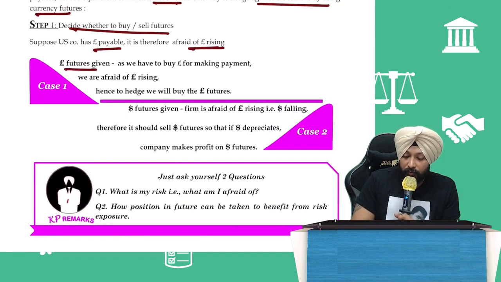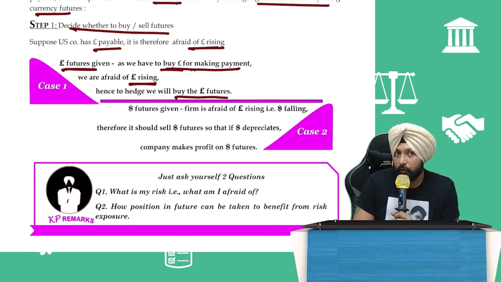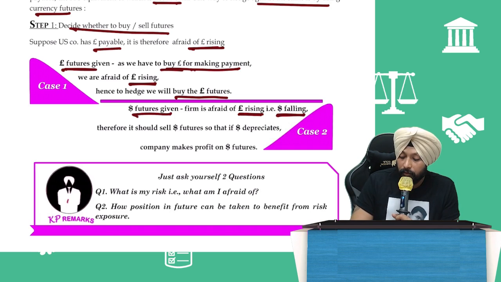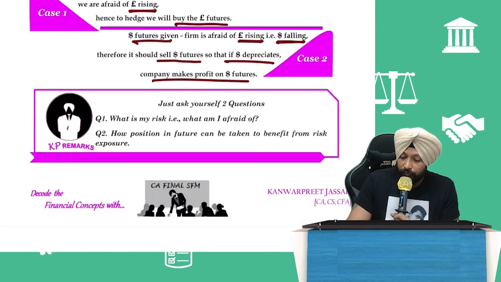If pound futures are given, we have to buy pound futures. We have to buy pound for making payment. We are afraid of pound rising. Hence, to hedge, we will buy pound futures. If you have pound payable, you are worried about pound going up, so you go long on pound futures. If dollar futures are given, the firm is afraid of pound rising, that is dollar falling. Therefore, it should sell dollar futures so that if dollar depreciates, the company will make profit on dollar futures.